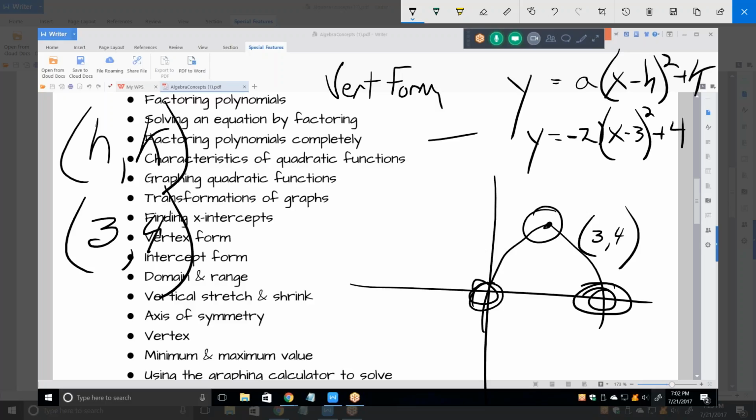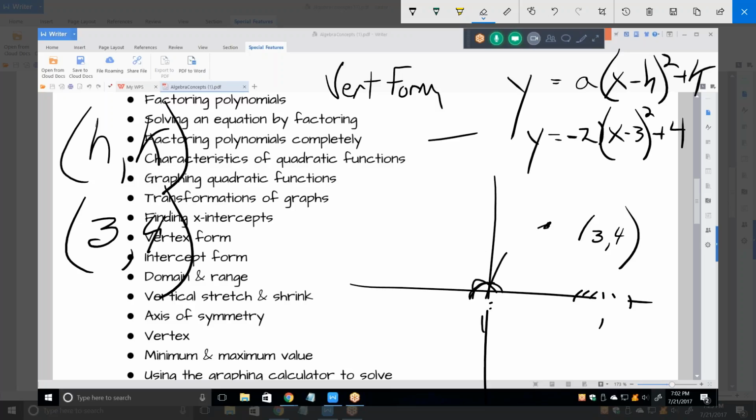Key point in math: x-intercepts are where y equals 0. Y-intercepts are where x equals 0. So now I need to solve for the x-intercepts, and I'll be able to do a much better job of drawing this parabola. I know where the vertex is, but I don't yet know where the x-intercepts are.